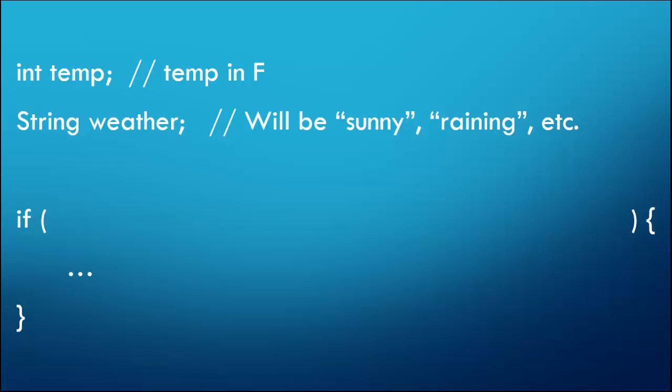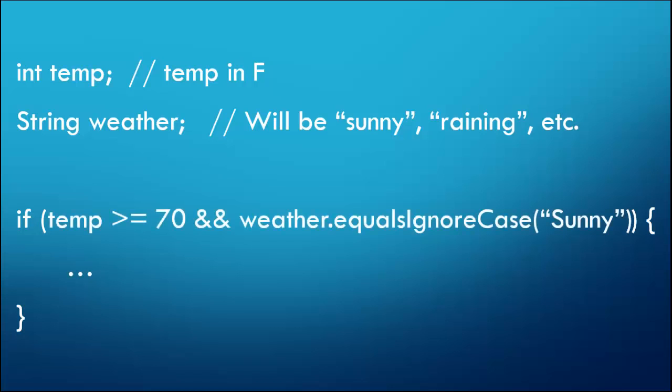Okay, hopefully you figured that out. We want to know, is the temperature 70 or above, and is it sunny? We're going to say, is temp greater than or equal to 70? And because we want both of these things to be true if we're going to go outside, we want it to be sunny. And this is a string, so we can't just do equals equals. We've got to do weather dot equals ignore case sunny. Now I didn't say anything about case, so if you have weather dot equals sunny, that was correct as well.